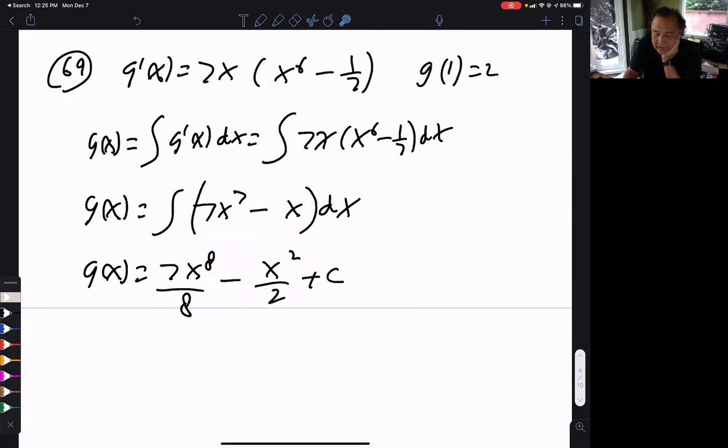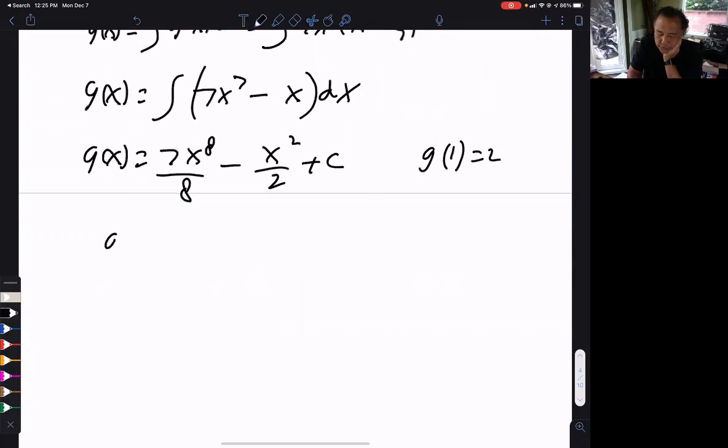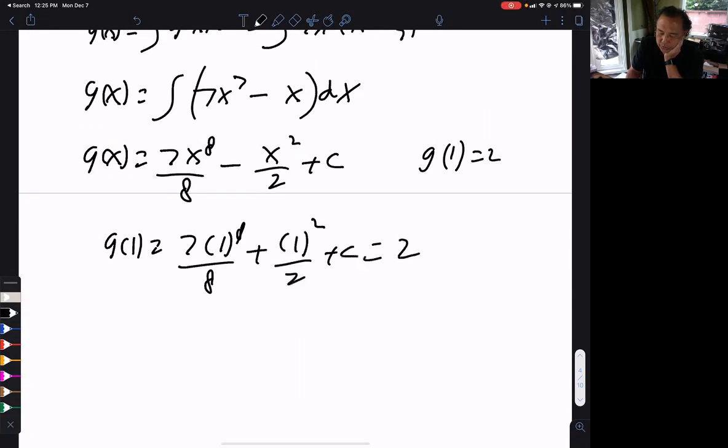And we're almost done. We're told this. So I'm going to plug in 1 and set it equal to 2. It's going to be 7 times 1 to the 8th over 8 plus 1 squared over 2 plus c should equal 2 because they said it equals 2. So that's 7/8 plus 1/2 plus c equals 2.